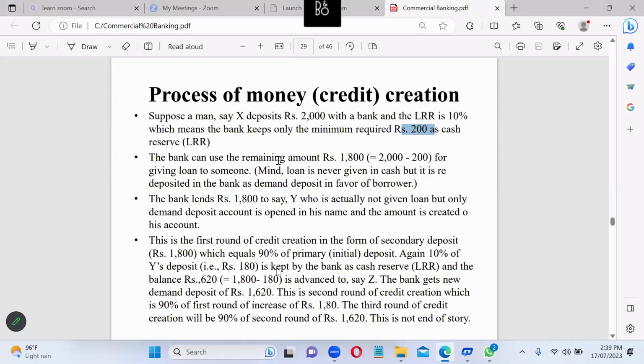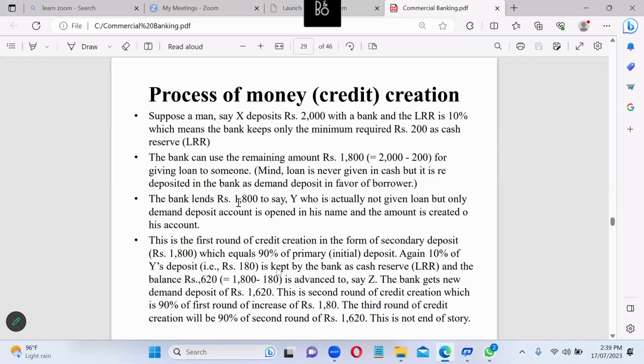So the bank can use the remaining amount, 1800. How did the 1800 come from the deposit? They calculate the LRR, that means 10 percent, which is equal to 200. So the 1800 is given as a loan to someone.